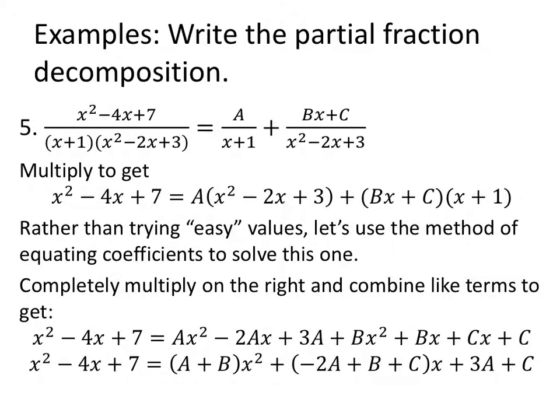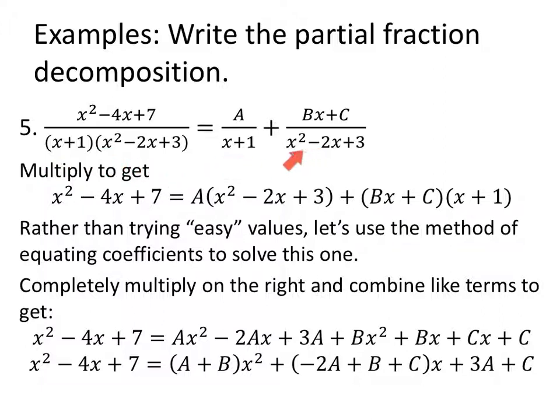Now I haven't done any with irreducible quadratics, so let's do at least one of those. When I have x squared minus 4x plus 7 over x plus 1 times x squared minus 2x plus 3, I see that I do indeed have an irreducible quadratic: two things that multiply to be 3 have the same sign, and add to be negative 2. That same sign is what makes it bad for us. It's irreducible. So I have a linear factor of x plus 1.